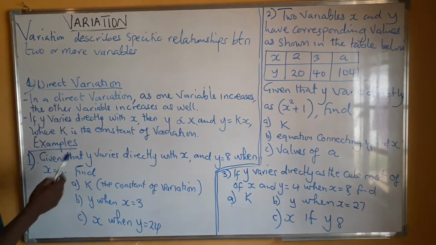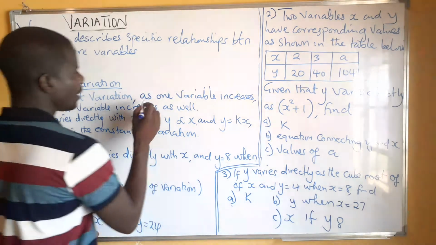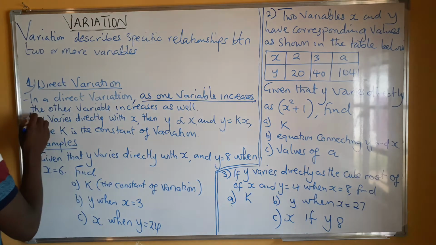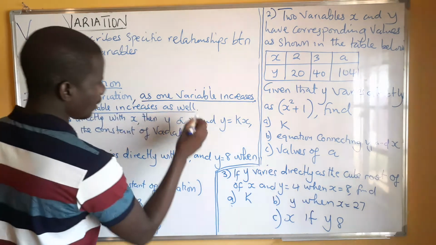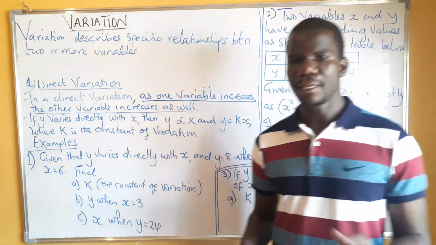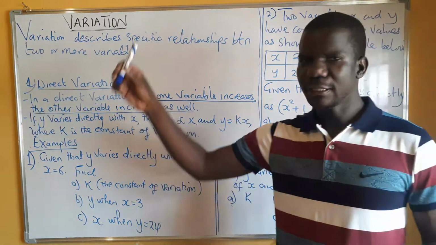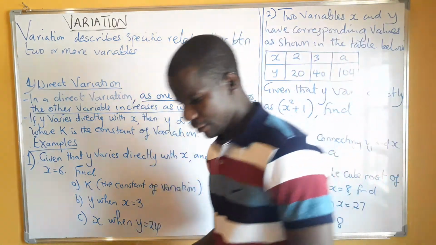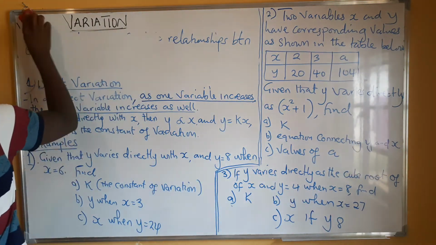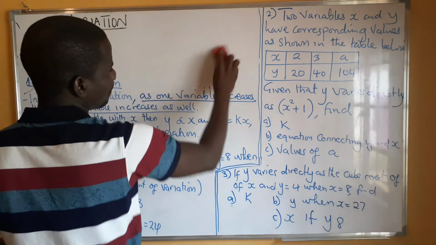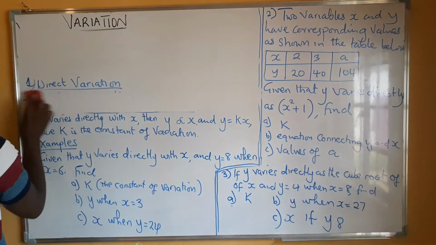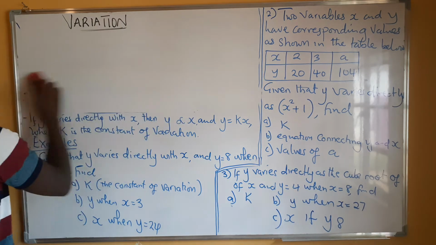In a direct variation, when one variable increases, even the other does what? Increase. It's a direct relationship. When one increases, the other one also increases. So if it is in the form of a curve, take into consideration we are looking at direct variation.